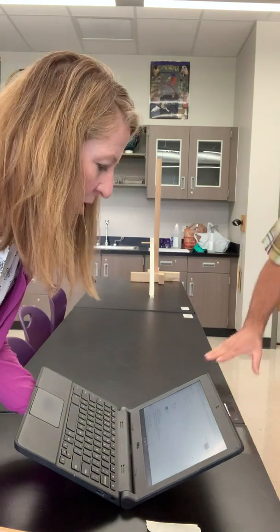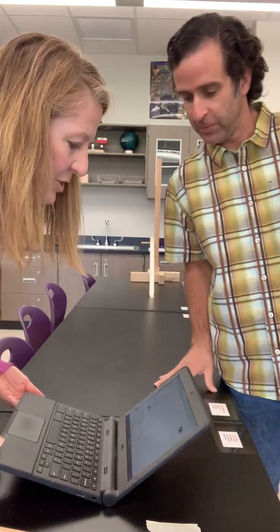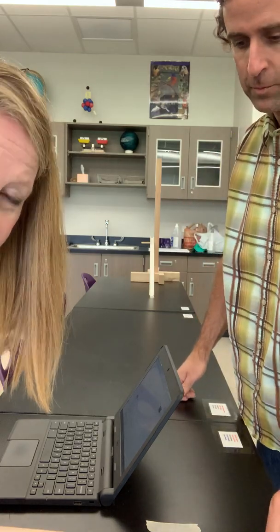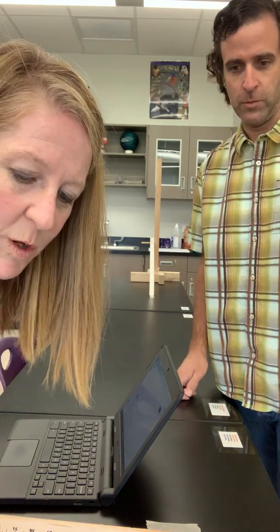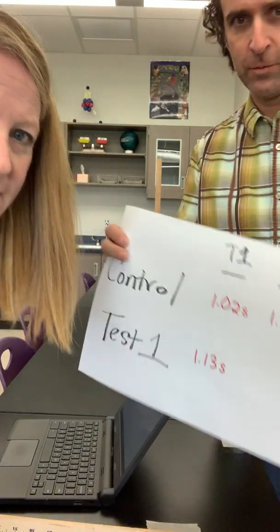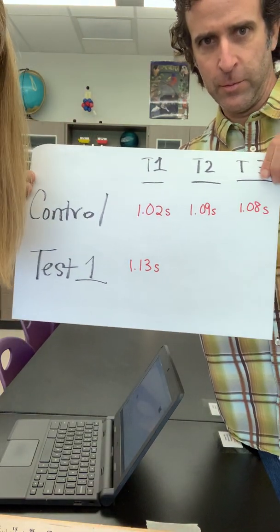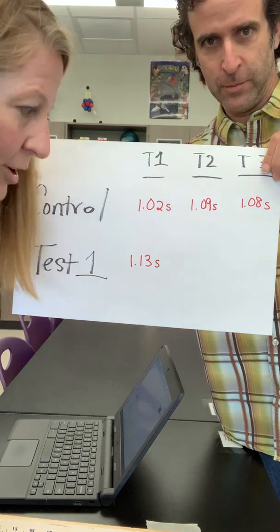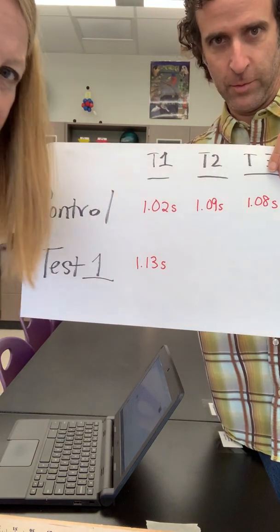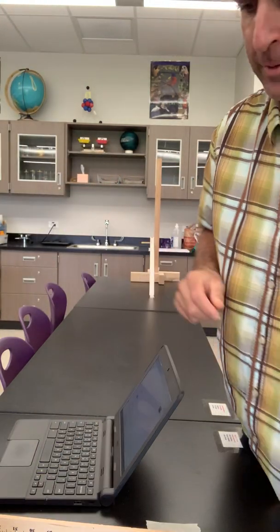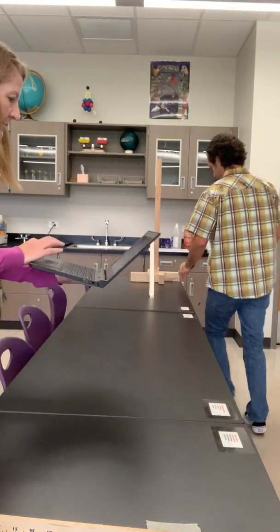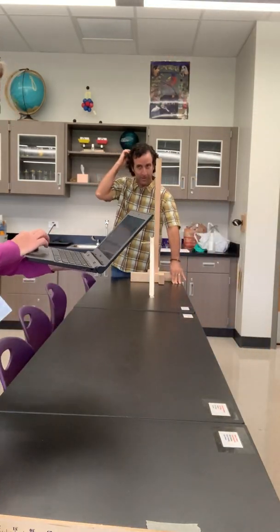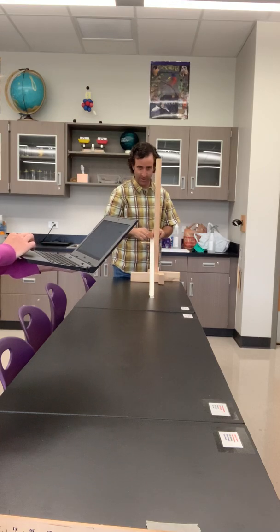The time it took to go the 2 meters was 1.13 seconds. If we compare that to the first trial for the control, which was 0.02 seconds, it looks like it took a little longer for the rough marble to travel. Let's see what our other 2 trials come up with. Stopwatch clear. All clear. On your mark, get set, go.